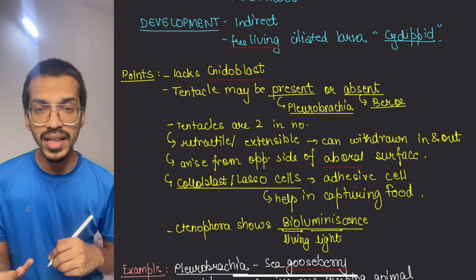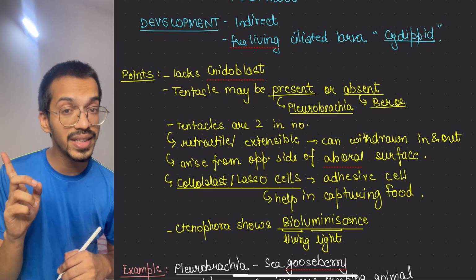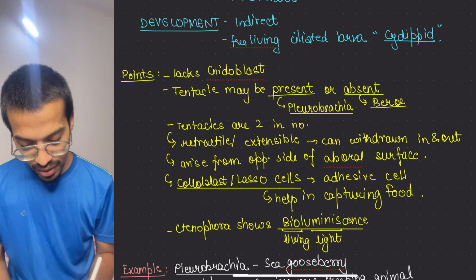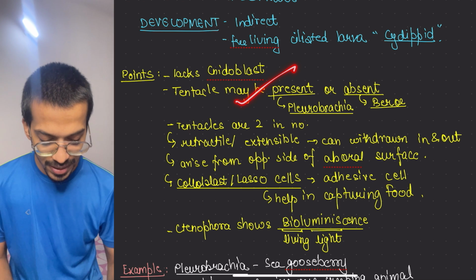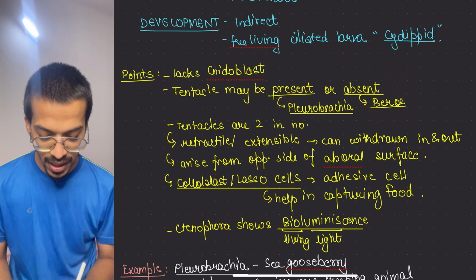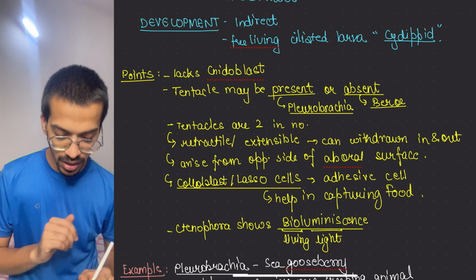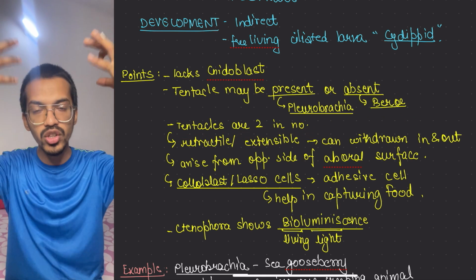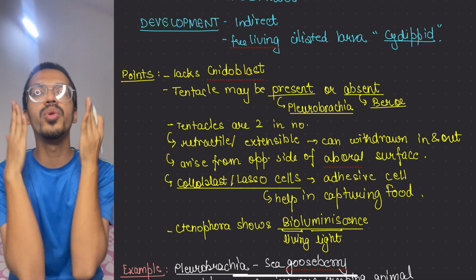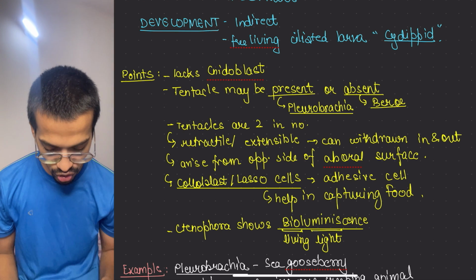These glow in the dark, like the fire algae we have studied. They have the same property. Then their tentacles may be present or absent, like in Beroe; present maybe in Pleurobrachia. Tentacles will be two in number and they can come out and go inside the body. Imagine it like this: the tentacle comes out and goes inside the body. This feature is there.